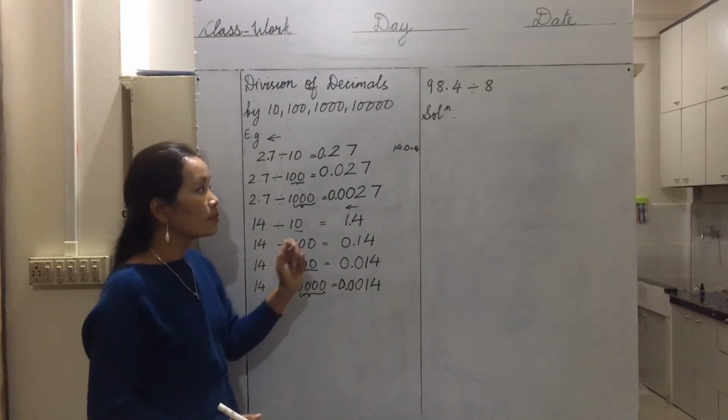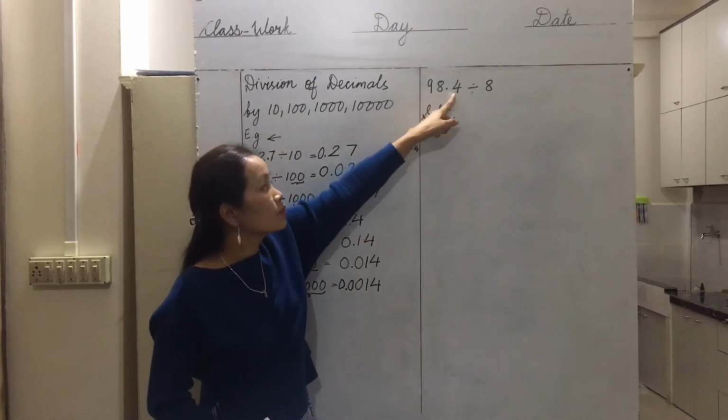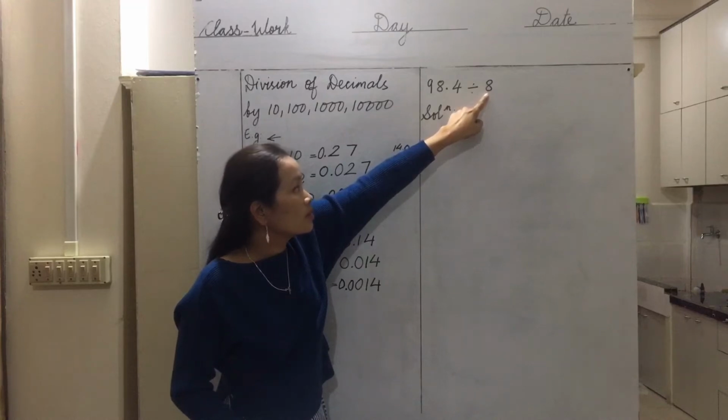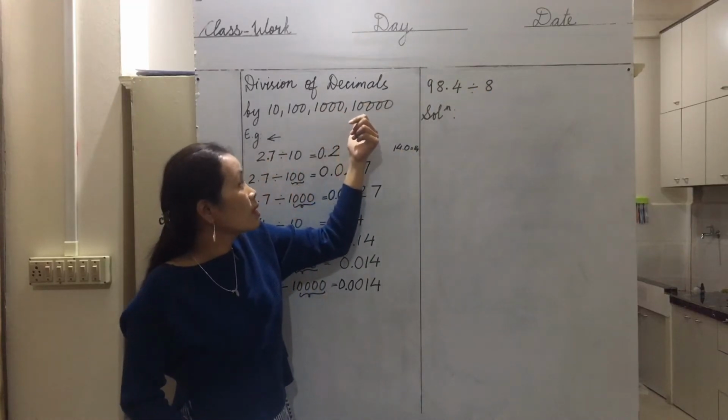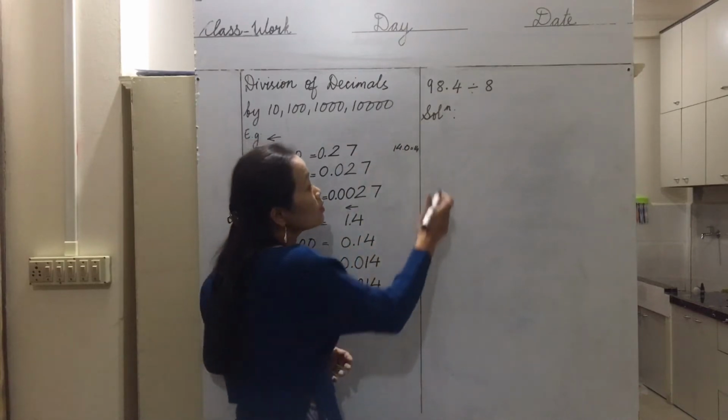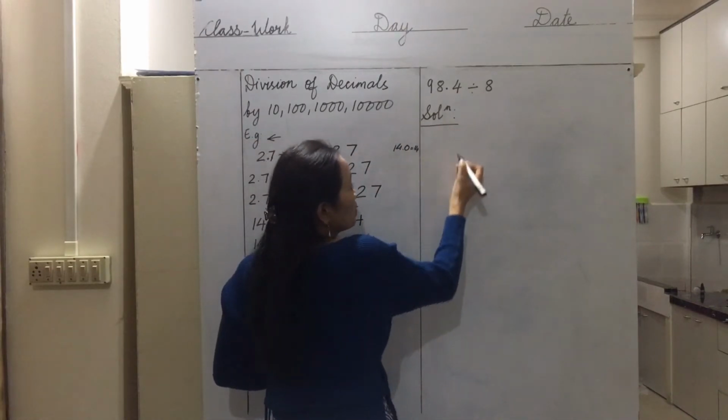And the next example here we have 98.4 divided by 8. When the divisor is not 10 or 100 or 1000 or 10,000, we cannot apply this shortcut method. We need to go for actual division, right?